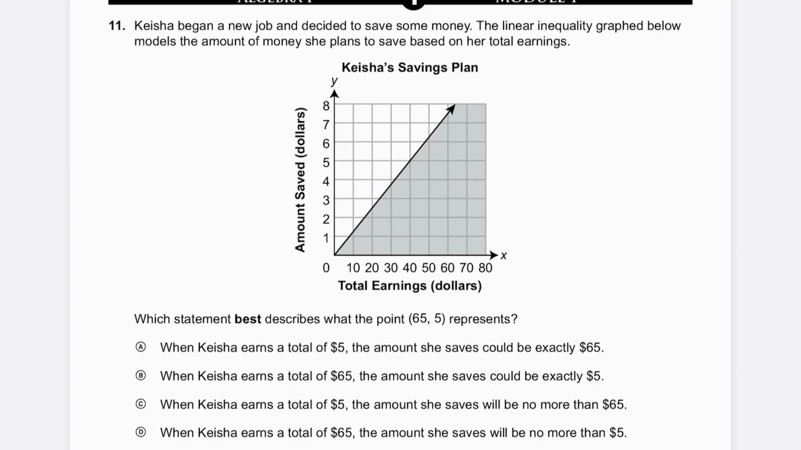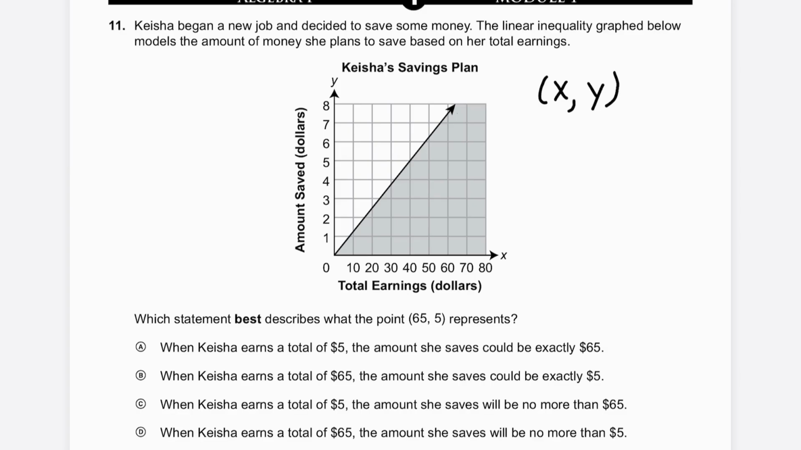Recap from a little bit earlier in another multiple choice: whenever we have an ordered pair, X represents that first value and Y represents that second value. So this one, not much solving here, not much to do, rather we are just interpreting. It says, Keisha began a new job and decided to save some money. The linear inequality graphed below models the amount of money she plans to save based on her total earnings.